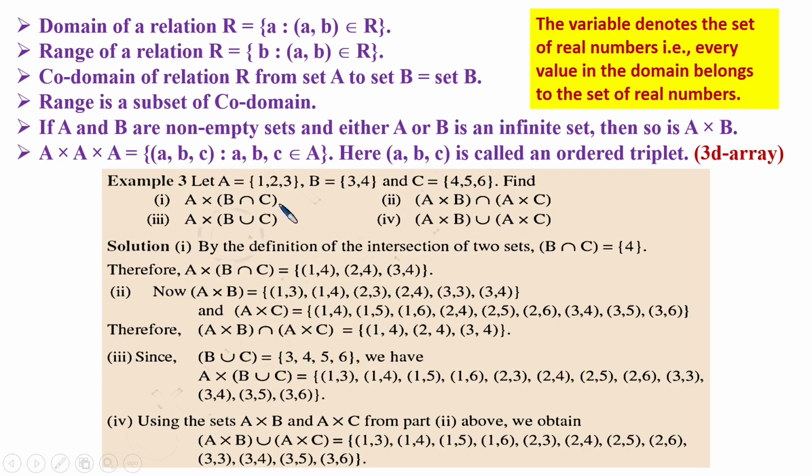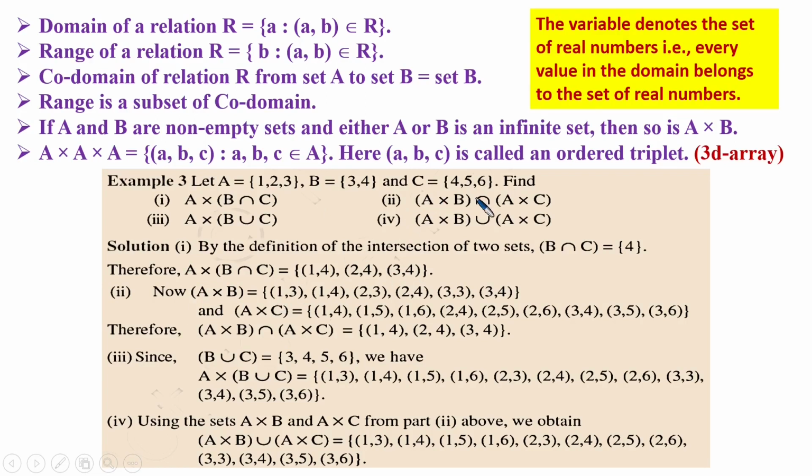So these are very simple. First you evaluate B intersection C, so the common element is 4, so B intersection C is {4}. Then you take a cross product with A, so you will have (1,4), (2,4) and (3,4). So this is the Cartesian product of A and B intersection C.